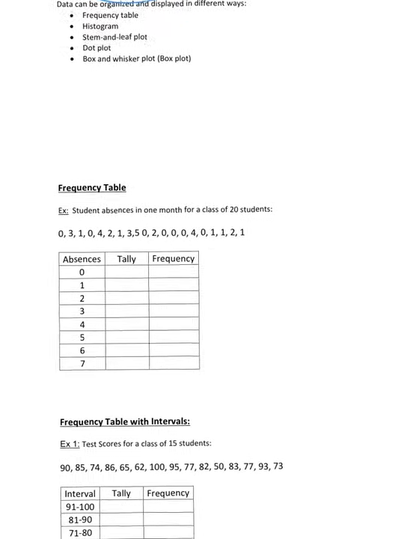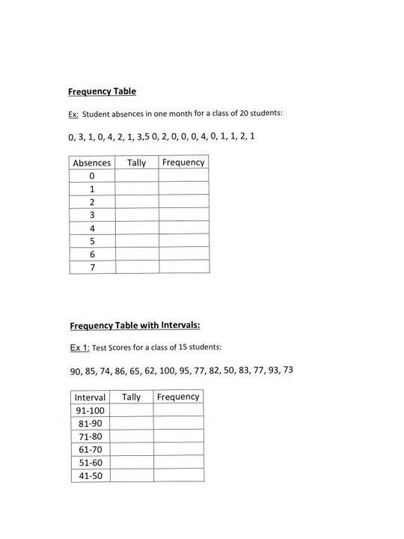The frequency table, an example would be this. Student absences in 1 month for a class of 20 students. So the 0 means that this person was absent 0 times. This person was absent 3 times, etc. So you would go through and see, okay, how many kids were absent 0 times? So I have 1, 2, 3, 4, 5, 6, 7. So you do a tally, 1, 2, 3, 4, 5, 6, 7, and then you do frequency 7, which is the number that represents that. And you would do that for all of them.